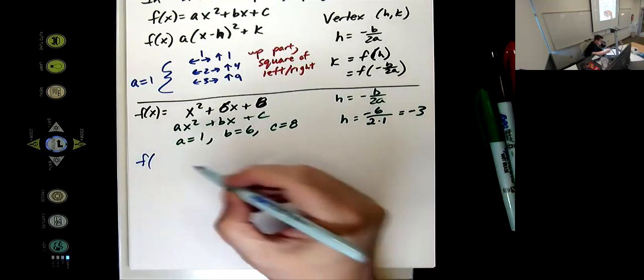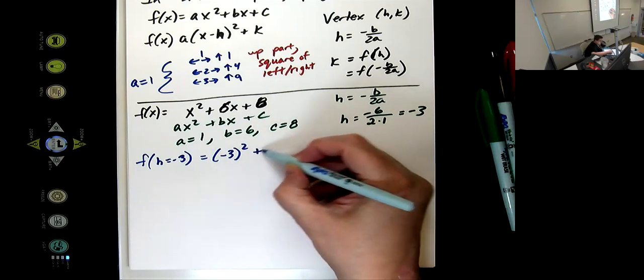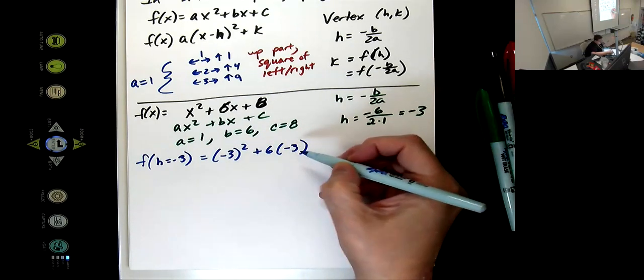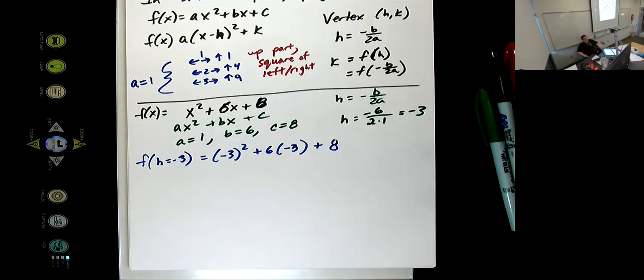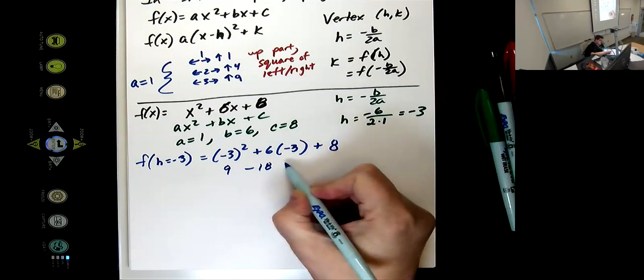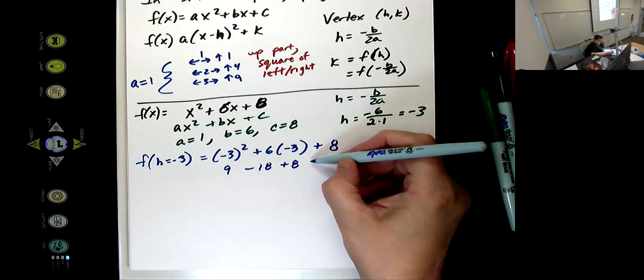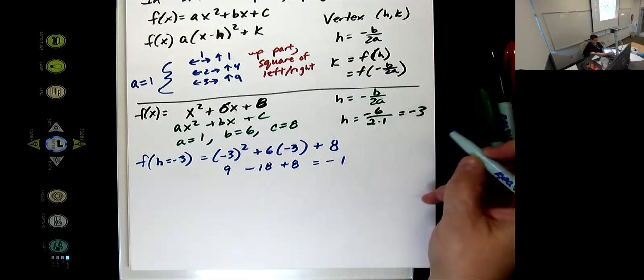So if we want f of h, which is f of negative 3, we just have to plug negative 3 in, and I'm going to use parentheses. Nine minus 18 plus 8 is negative 1.